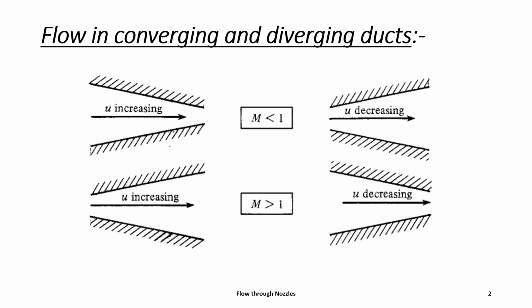First we will see what happens to the flow in converging and diverging ducts. If flow is subsonic, then flow velocity will increase in the converging duct and decrease in the diverging duct. And if flow is supersonic, then flow velocity will increase in the diverging duct and decrease in the convergent duct. It is the opposite of subsonic.